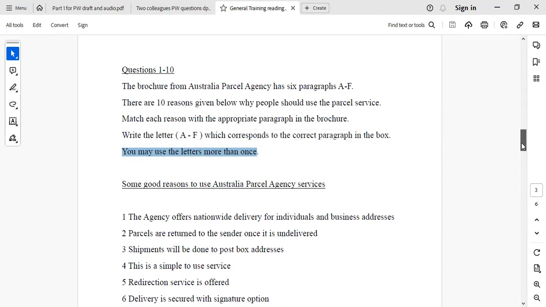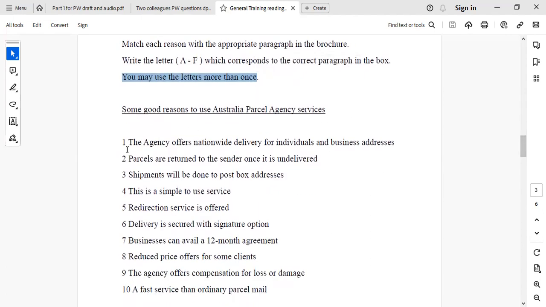Very good. So you will write something like this. What you have to do, see, these are the reasons, dear students. Understand, these are the reasons. So you need to find out where this reason is mentioned in the paragraph. It's in A, it's in B, it's in C. For example, if you think number 1, I found it in paragraph number B, you will write 1B as your answer. That's it. That is the way you report it.